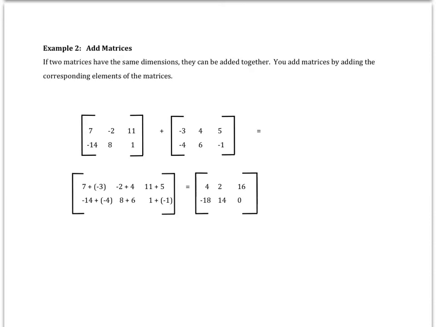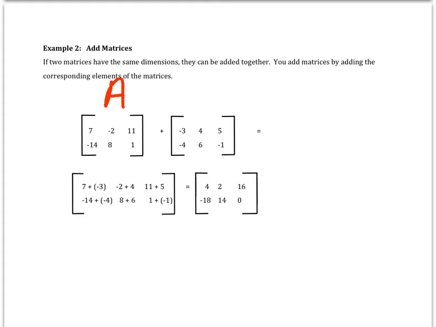In example 2, we will add matrices. If 2 matrices have the same dimensions, they can be added together. So they must have the same exact number of columns and rows in order to be added together. You cannot add them if their dimensions are different. You add matrices by adding the corresponding elements of the matrices.